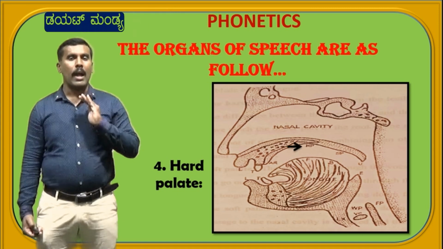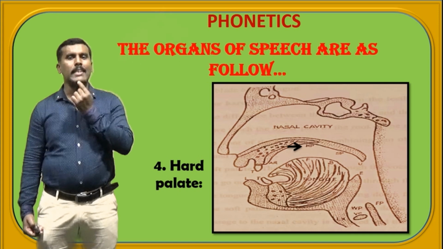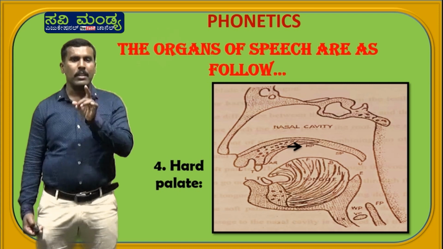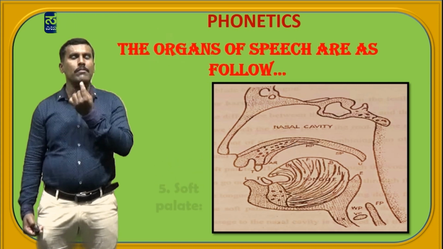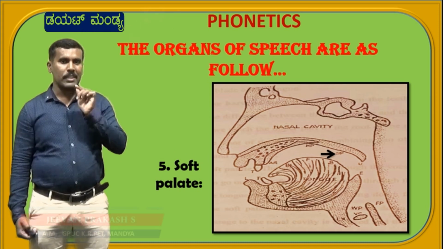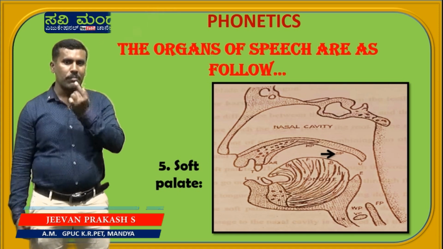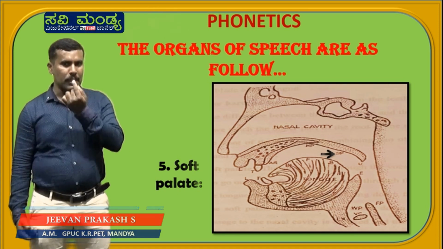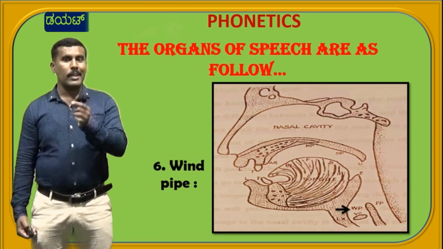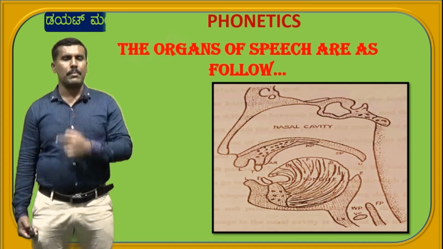Next, we have hard palate. It is in between the teeth ridge and the soft palate. The difference between the hard palate and the soft palate becomes clear if we touch the upper part of the roof of the mouth. Fifth, we have soft palate. The air passing through the vocal cords enters the mouth. It can go out either from the mouth or through the nasal cavity. Next, we have windpipe. Air is drawn in and forced out through the tube known as windpipe.